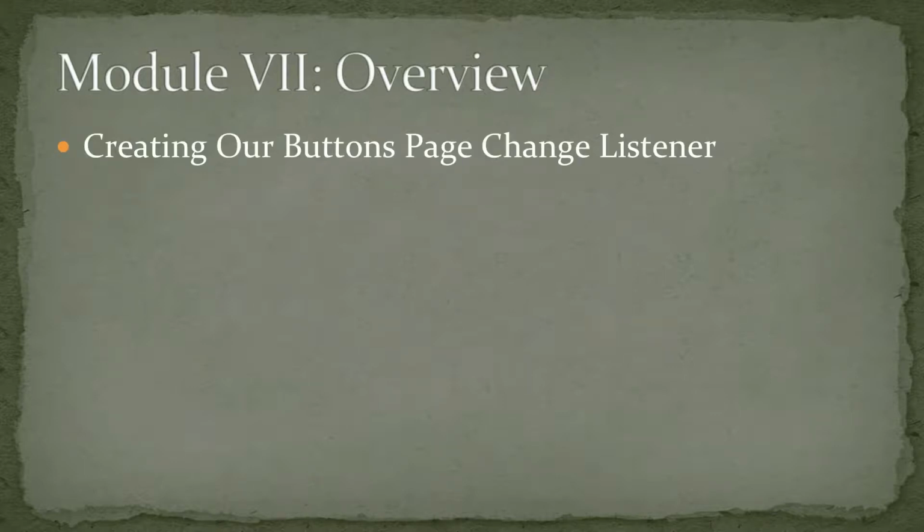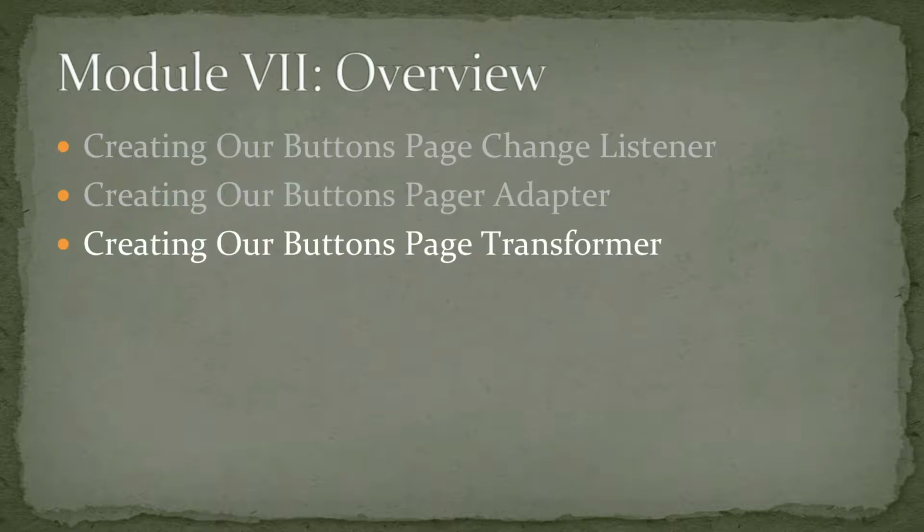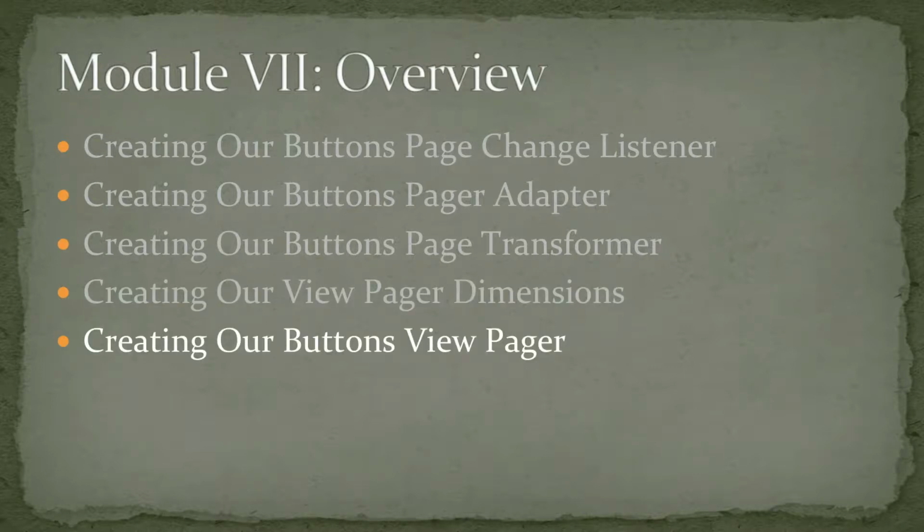So the first thing we're going to need to create is our buttons page change listener. And then we're going to need to create our buttons pager adapter and our buttons page transformer. So this is what's going to show whenever there's a sliding transformation. And then we're going to need our dimensions so we could show a little part of our advanced button layout peeking over so the user can know to slide it over. And we're going to create our buttons view pager.